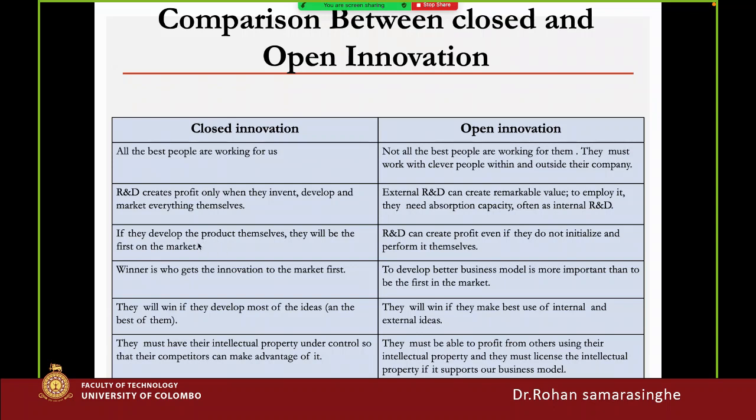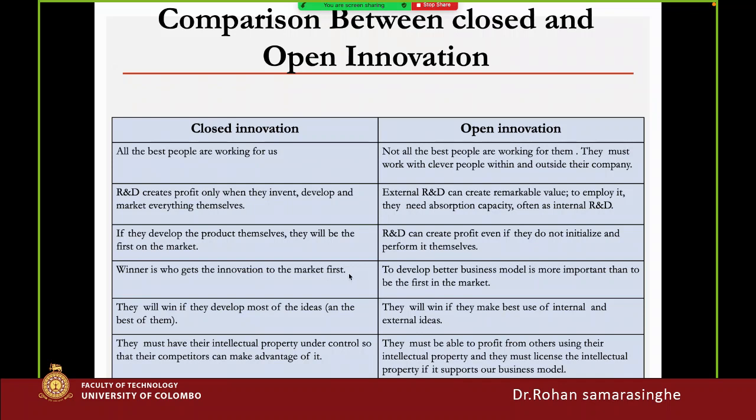So next one, closed innovation. If they develop the product themselves, they will be first on the market. So if they innovate new things, they will be the first. Consider the hybrid technology and other technology. The Toyota company was the first on the market. But in open innovation, R&D can create profit even if they do not perform it themselves. So not only the R&D department, but using other external parties, they can make a profit. The winner is who gets the innovation to the market first.